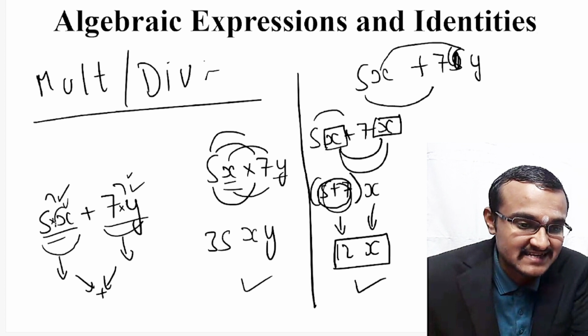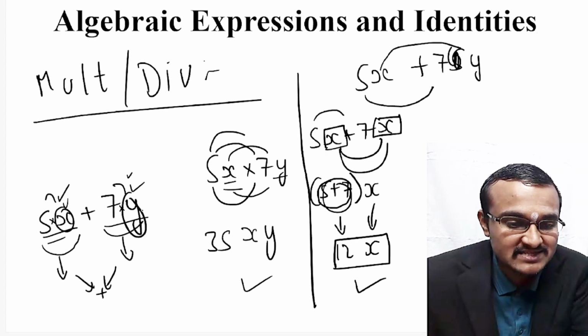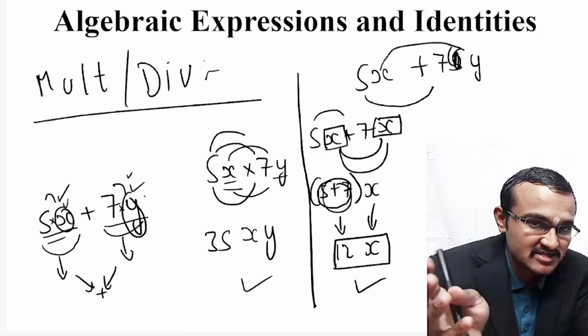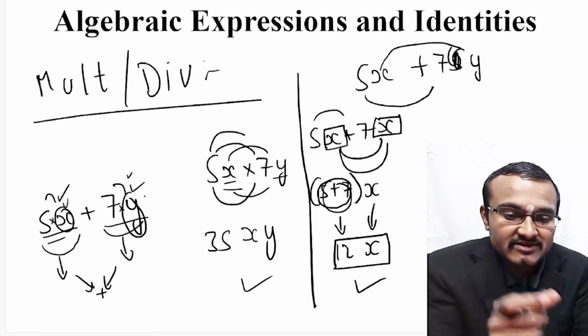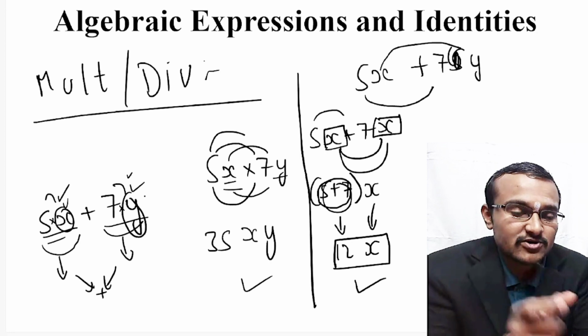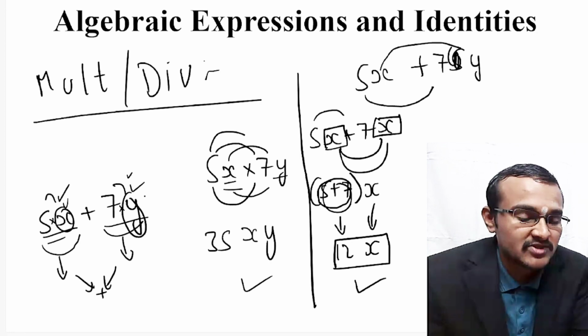So 5x has x as its variable and 7y has y as its variable. So both are different variables. Here you are not performing multiplication between 7 and y, and 5 and x. So when you are not performing multiplication with those two, you cannot add.